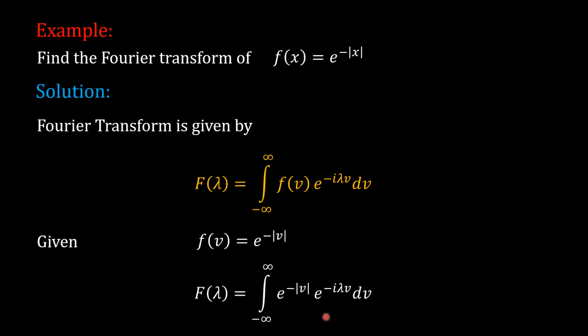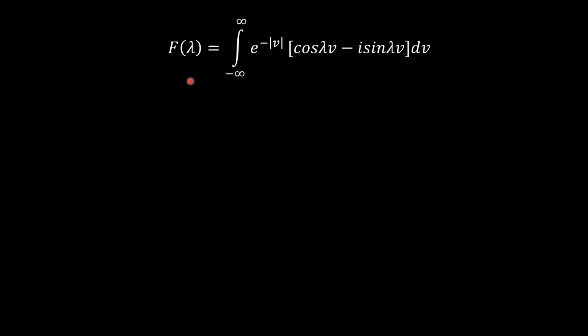Now using Euler's formula, we will replace e raised to minus i lambda v as cos lambda v minus i sin lambda v. Therefore F of lambda becomes integration from minus infinity to infinity e raised to minus mod v into (cos lambda v minus i sin lambda v) dv. Now sin lambda v is an odd function, and e raised to minus mod v is an even function. So the product of these two functions is an odd function, and hence in the interval minus infinity to infinity, the value of the second integral will be 0. Hence we are left with F of lambda equal to integration from minus infinity to infinity e raised to minus mod v cos lambda v dv.